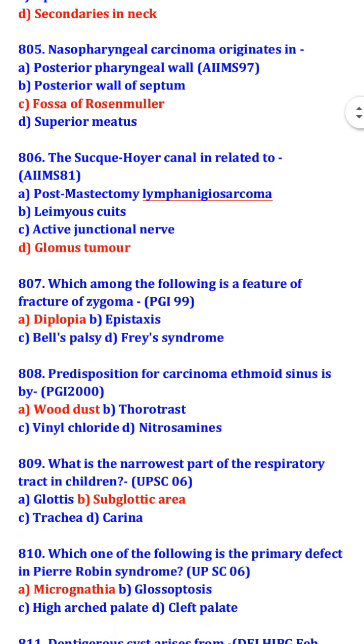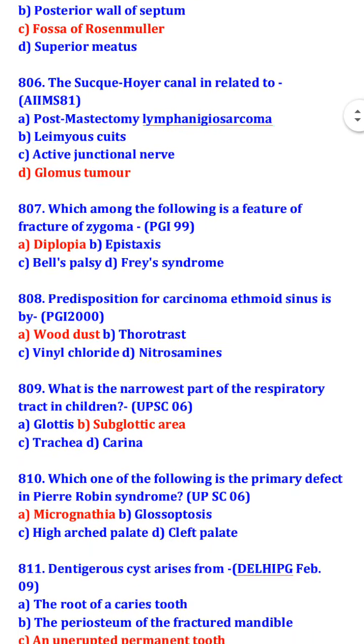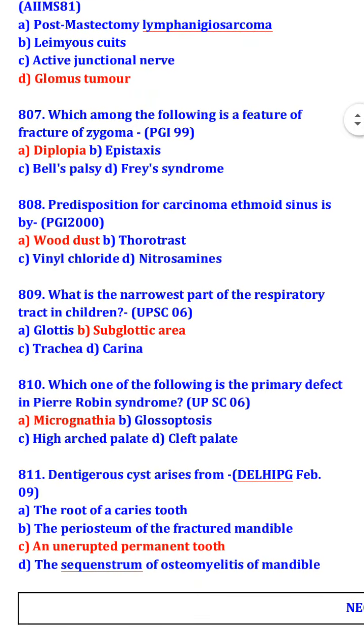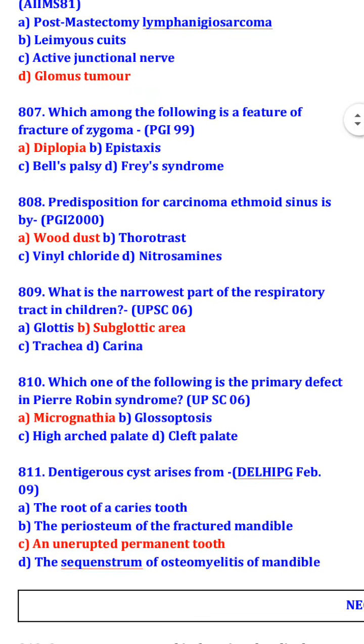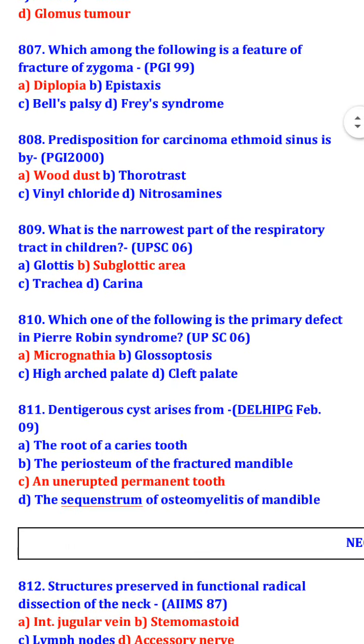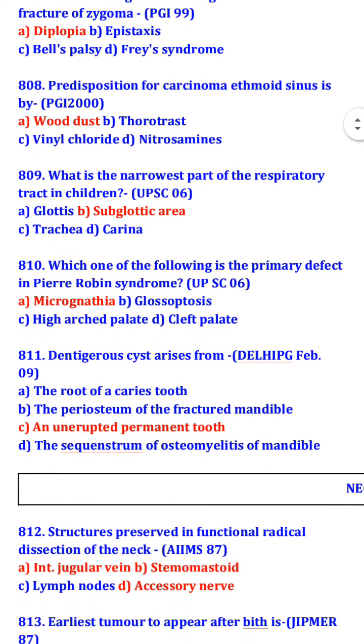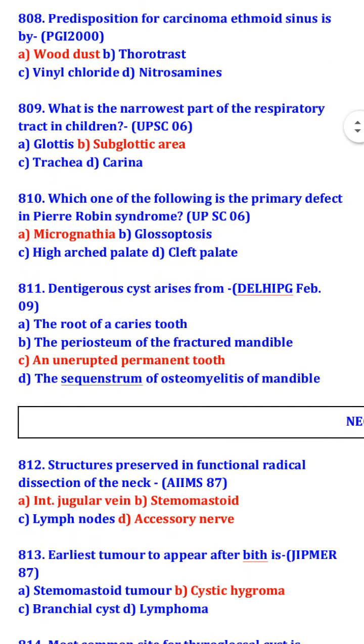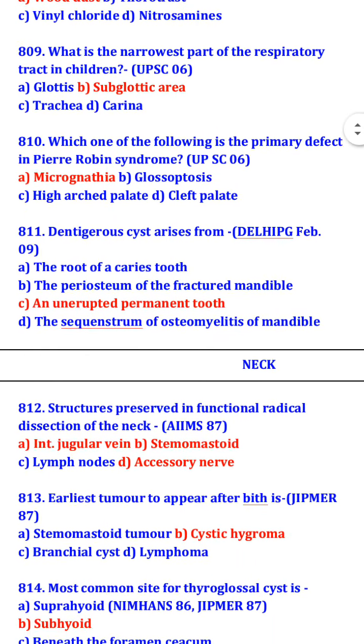Which among the following is a feature of fracture of zygoma? Diplopia. Predisposition for carcinoma ethmoid sinuses by wood dust. What is the narrowest part of the respiratory tract in children? Subglottic area. Which one of the following is the primary defect in Pierre-Robin syndrome? Micrognathia. Dentigerous cyst arises from an unerupted permanent tooth.